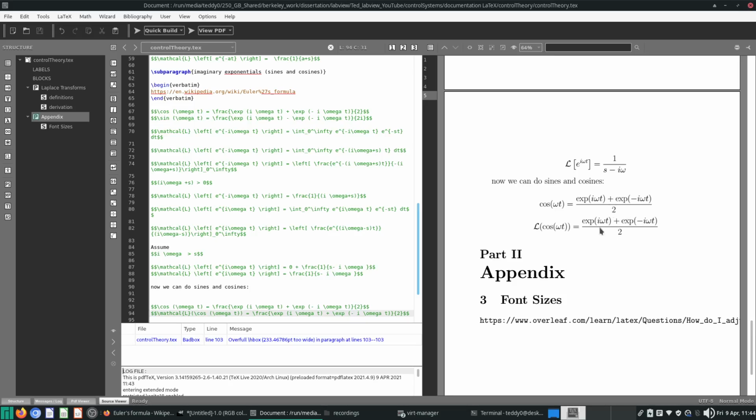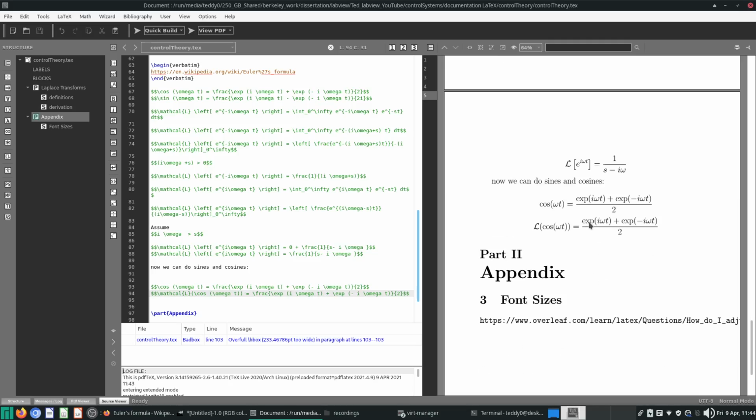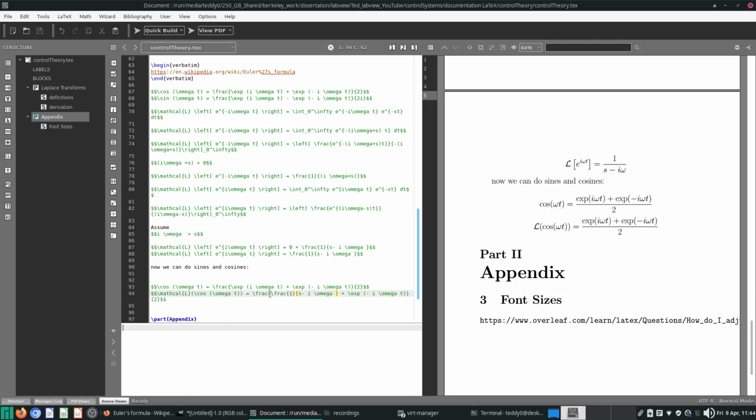What is this? The exponential I omega t will be 1 over S minus I omega. We just derived that, so copy paste. Now of course we can take the fractions out.